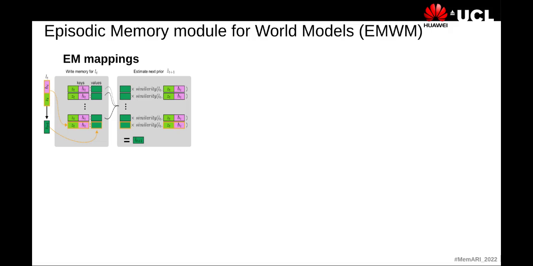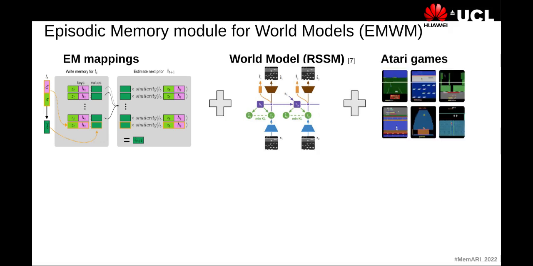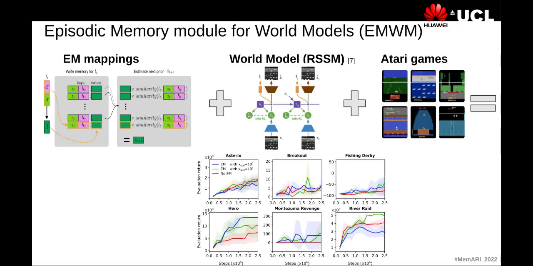So we propose the Episodic Memory Module for world models, EMWM in short. This slide summarizes our project where we leverage episodic memory mappings, but here instead of standard episodic control, our episodic memory predicts the next latent state given our current one and the action undertaken. We combine it to the famous RSSM world model used for the Dreamer v2 agent. And we test it on 6 different Atari games.